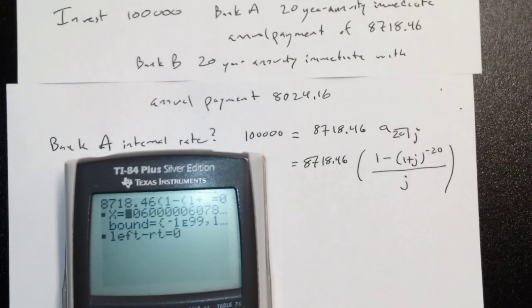And it gives me an interest rate. Now this is already annual payments. So the interest rate is 6%. And that's an effective annual interest rate, a nominal interest rate, because they're the same in this case.